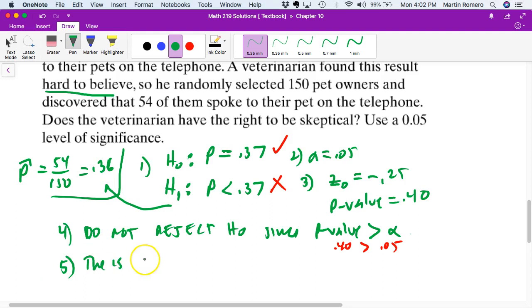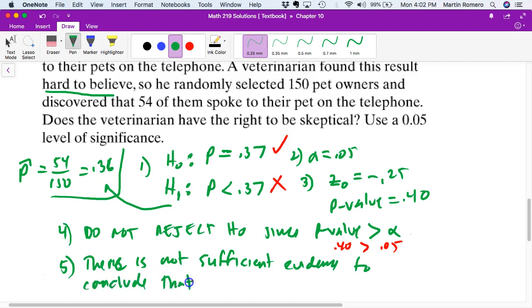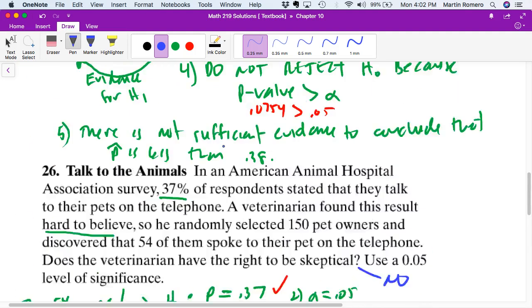So there is not sufficient evidence to conclude that p is less than 0.37. We don't have enough, which means that the veterinarian does not have the right to be skeptical. This question here: does the veterinarian have the right to be skeptical? The answer is no, because there's not enough evidence to say it's less than 0.37. That's the answers for chapter 10.2.